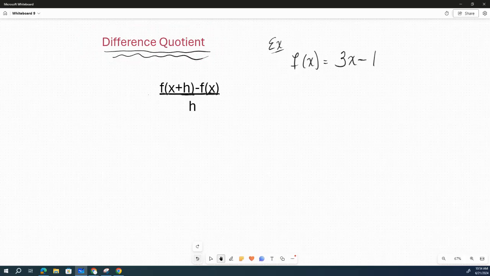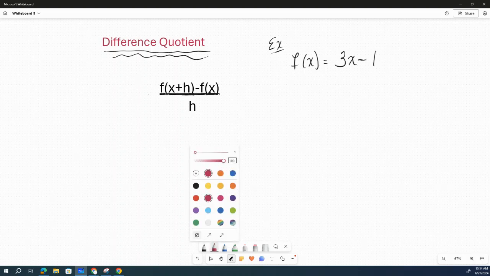Hey, so the math dealer here, and today I'm going to talk about the difference quotient. And trust me, it's going to make a difference. I know, cracks you up.